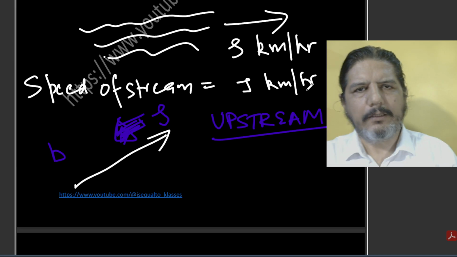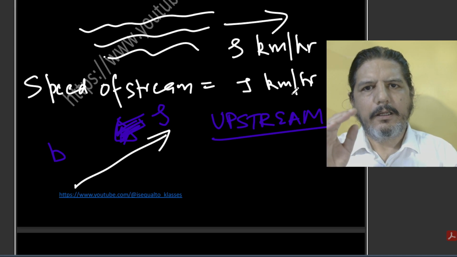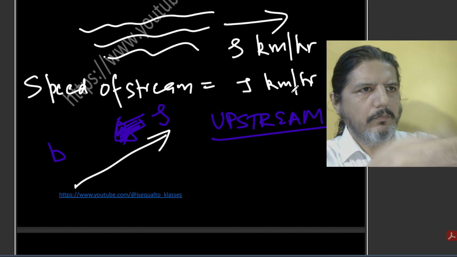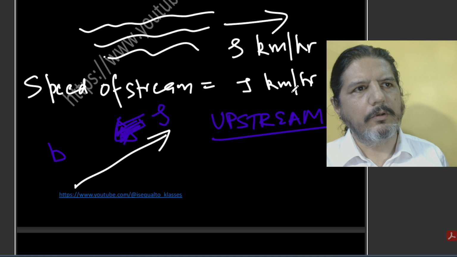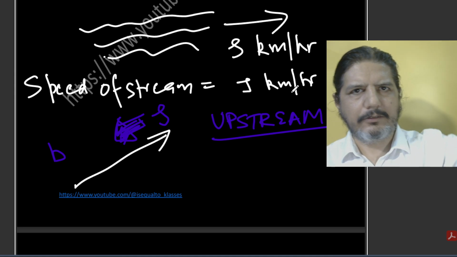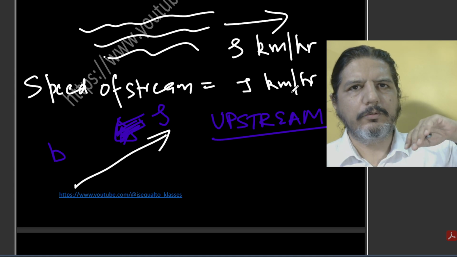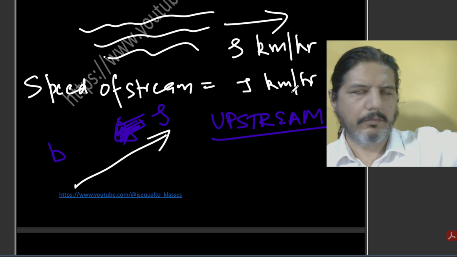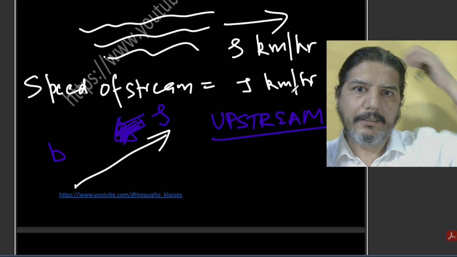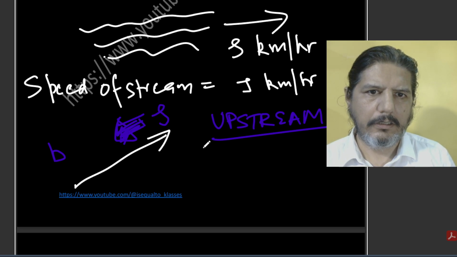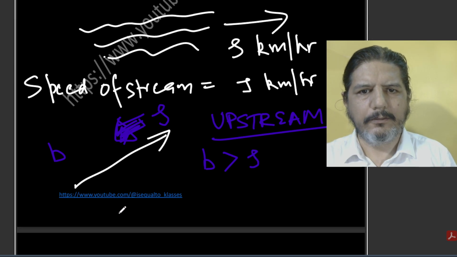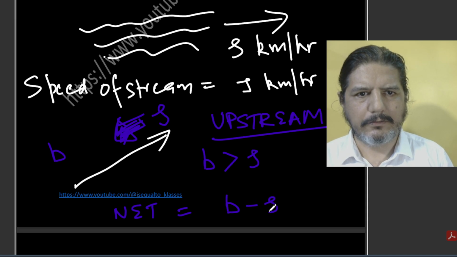Now here the very important thing that you need to understand is that in all cases the speed of the boat should be more than the speed of the stream, because if the stream has greater speed and you are not able to manage having a speed more than the stream speed, then you will go back. So always remember that b would always be greater than s, and your net speed would be b minus s.